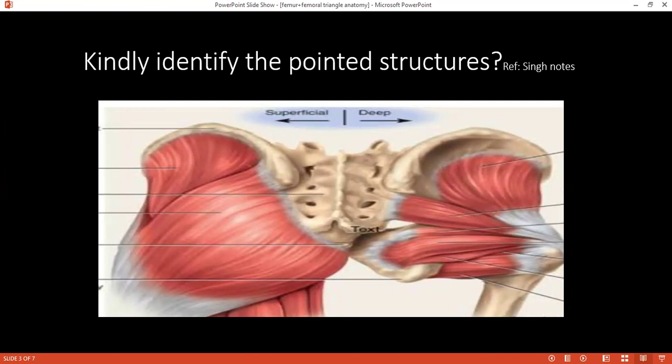Very good. So can you please identify this big bulk of muscle? It is gluteus maximus. Very good. Can you identify this muscle over here? Gluteus medius. Right, excellent. If you can please identify the muscle on the right hand side, this one. Okay, this one is piriformis. If you can identify this muscle, it's gluteus minimus. What is the nerve supply of this muscle? It's superior gluteal nerve.